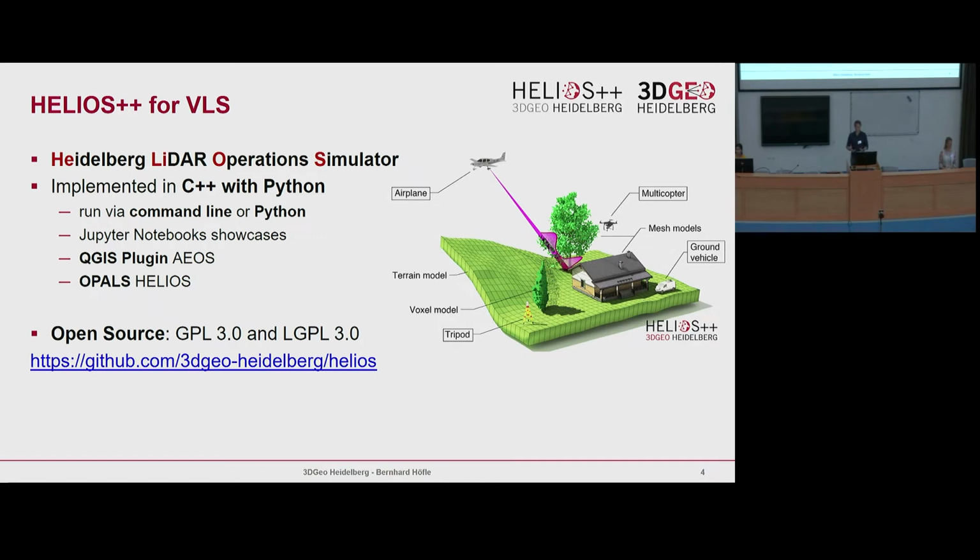And how is this implemented in our simulator, the Helios++? It's a C++ software. You can use it via many channels. You can run it from the command line. You can run it from a Python script, from Jupyter notebooks. And we've even developed a QGIS plugin from where you can start it. And also the TU Wien has already implemented it into the well-known OPALS software from where you can use it.